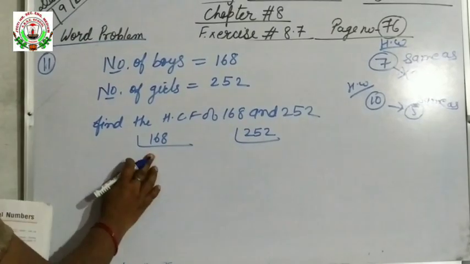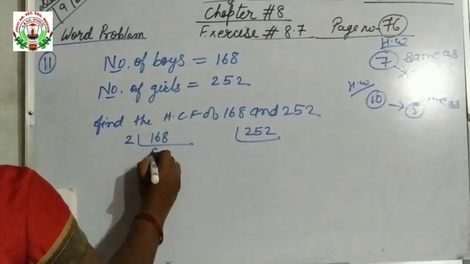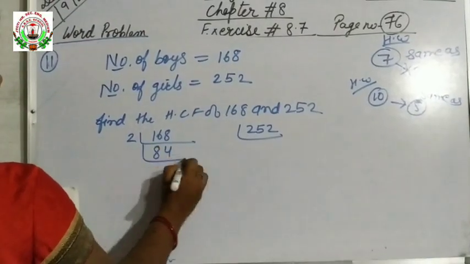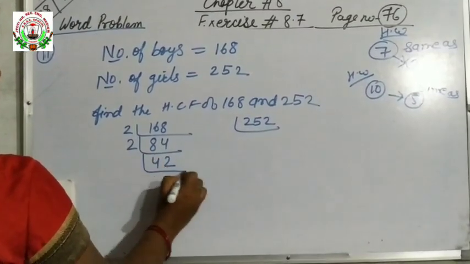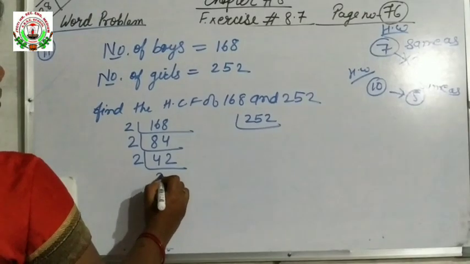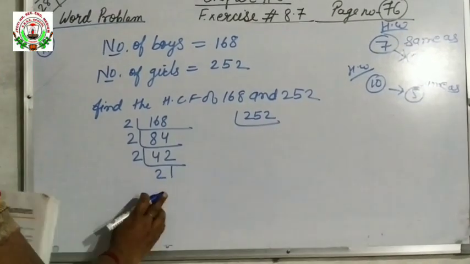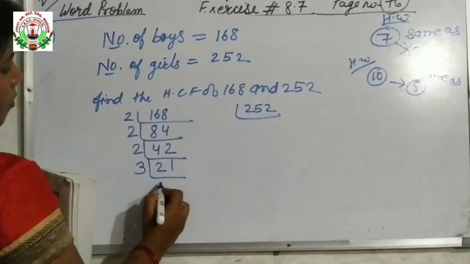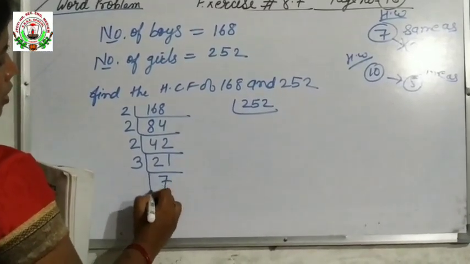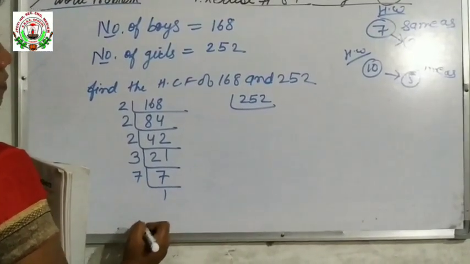168. Now it is an even number, so it is divisible by 2. 2 eights are 16, 2 fours are 8. Now again it is an even number, 2 fours are 8, 2 twos are 4. Again it is even, 2 twos are 4, 2 ones are 2. Now 21 is not an even number, so it is not divisible by 2. It is divisible by 3. 3 sevens are 21 and then 7 ones are 7.